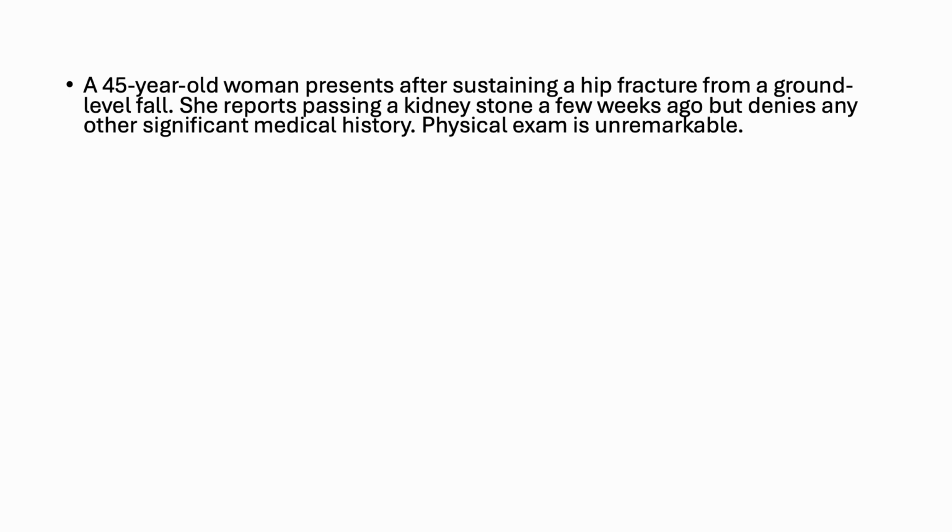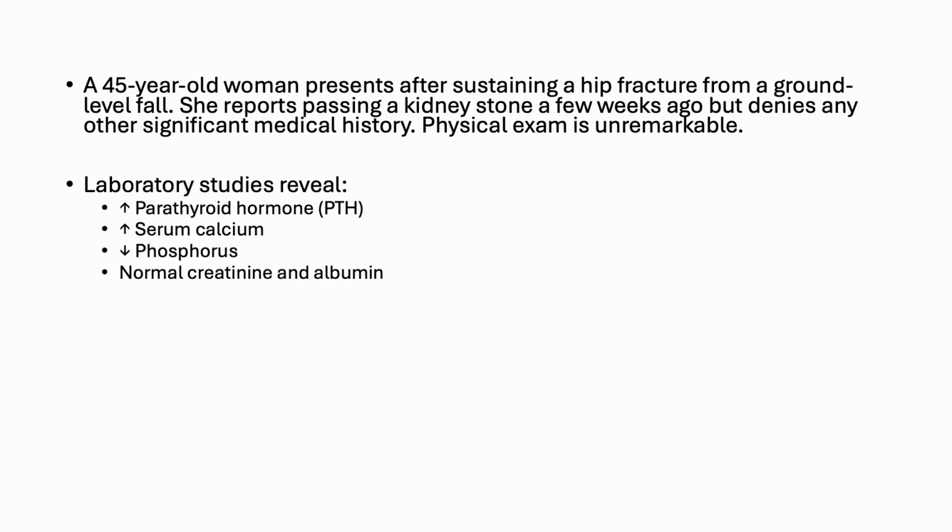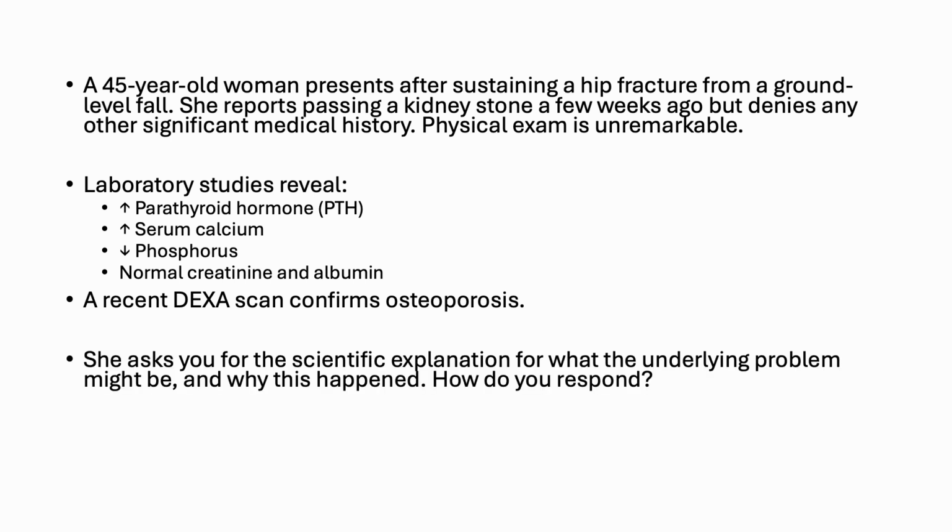So let's say you have a patient in her 40s who suffered a hip fracture after a ground level fall. She mentions that she recently passed a renal stone a few days ago and all other history and physical exam is unremarkable. Her labs demonstrate elevated PTH, elevated serum calcium, and low phosphorus, while serum creatinine and albumin are all within normal limits. Her most recent DEXA scan reveals osteoporosis. She asks you for a scientific explanation for why this happened. How do you respond?